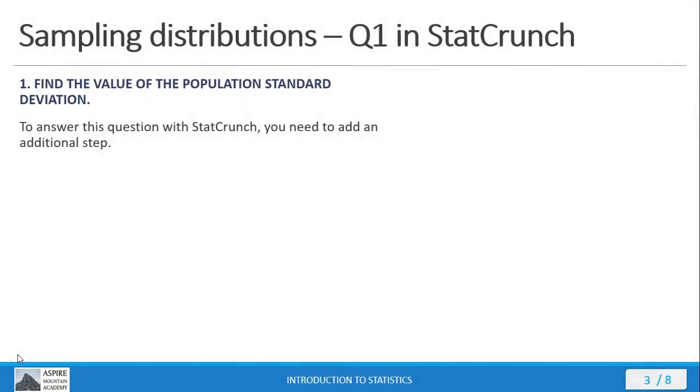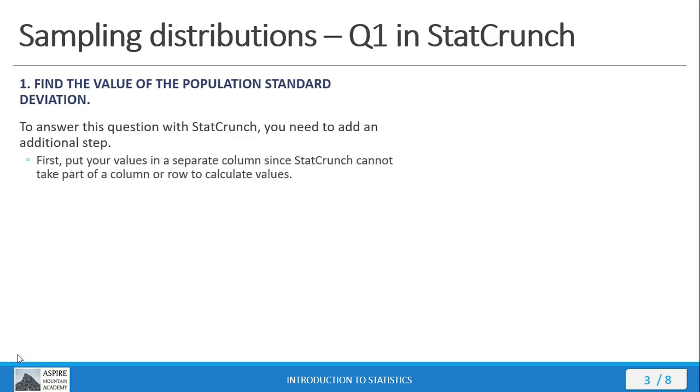So the first part of our problem asked us to find the value of the population standard deviation. Normally we just take the numbers and put them in column statistics, but because that's not the data that's actually imported into StatCrunch when we dump our data in, we need to add an additional step, and that is to put those population values into a separate column so that we can calculate our sample statistic for the population there in StatCrunch.